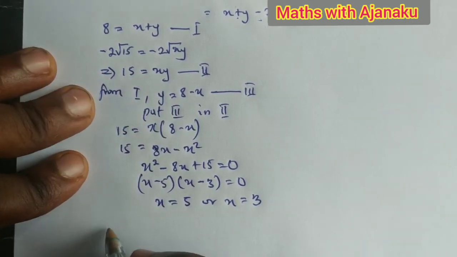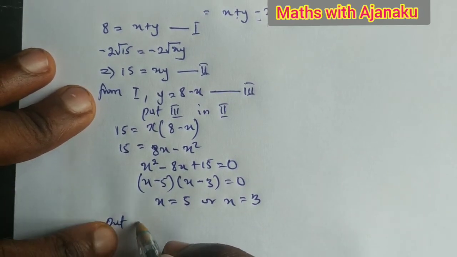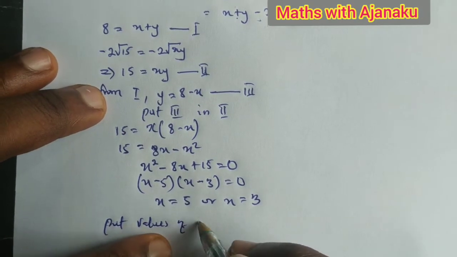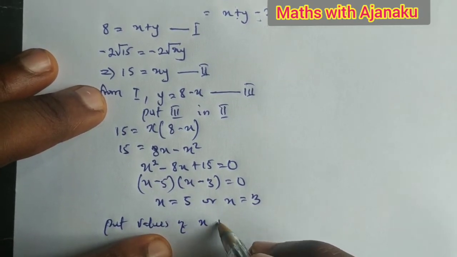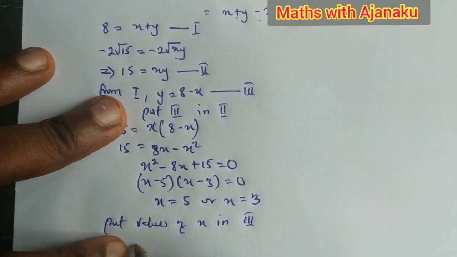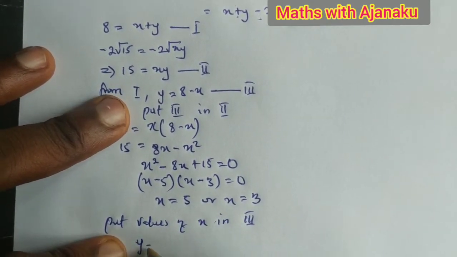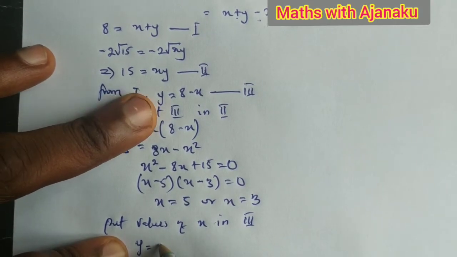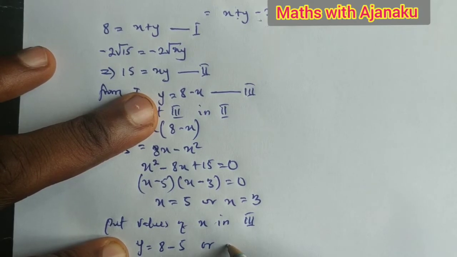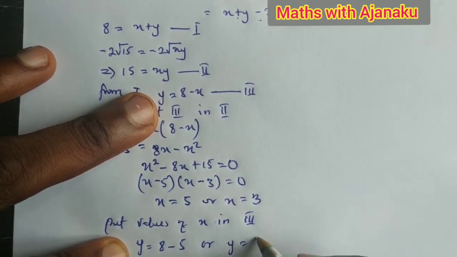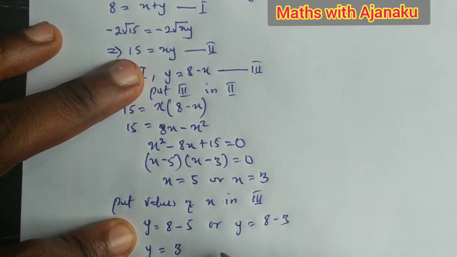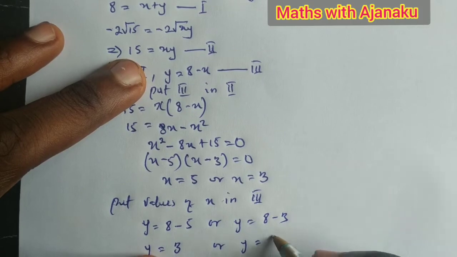So put values of y of x in 3 to get y. So we now have y is equal to 8 minus 5, or y is equal to 8 minus 3. So y is now equal to 3 here, or y is equal to 5 here.